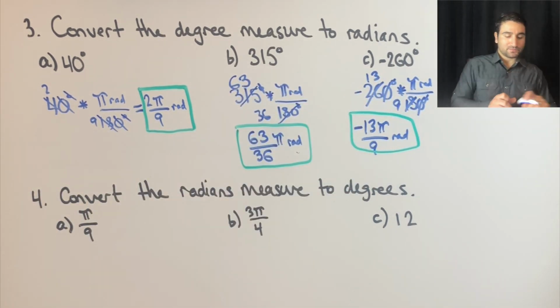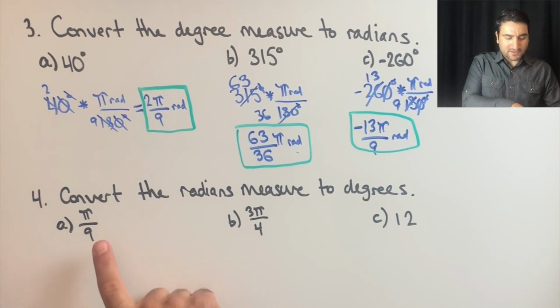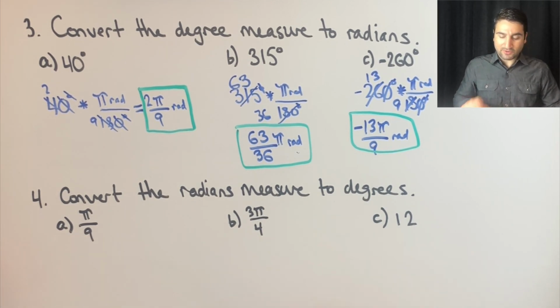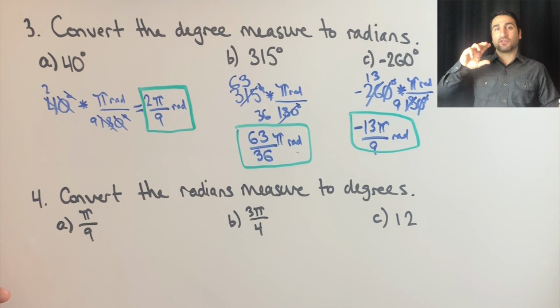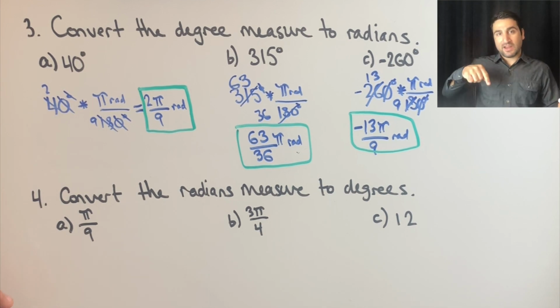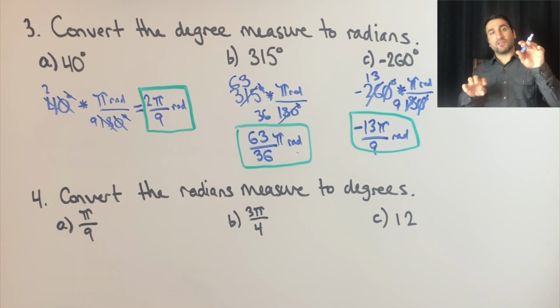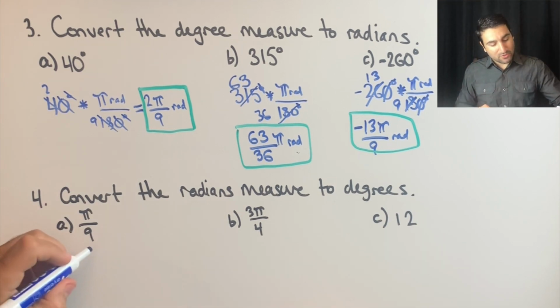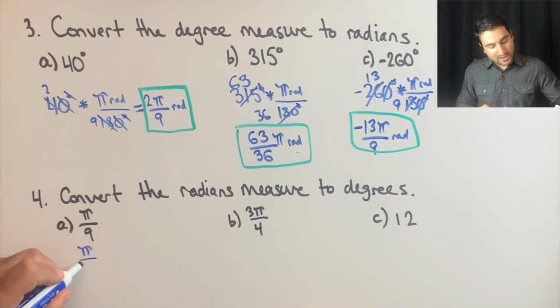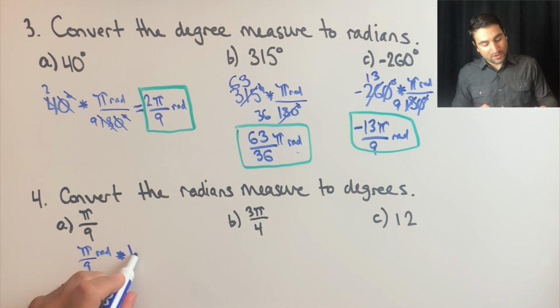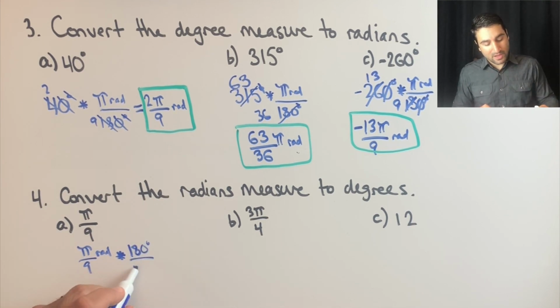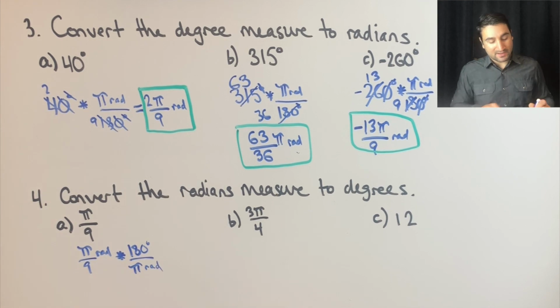Awesome. Fun stuff. Let's convert the radian measure now to degrees. It's going to be the exact same, except your unit, pi radians over 180 degrees, you're going to flip that. You're going to do the reciprocal of that so that the radians on the bottom cancel out with the radians on the top, and you're left with degrees. So pi over 9, I'm going to write radians here. You're going to multiply it by 180 degrees over pi radians.